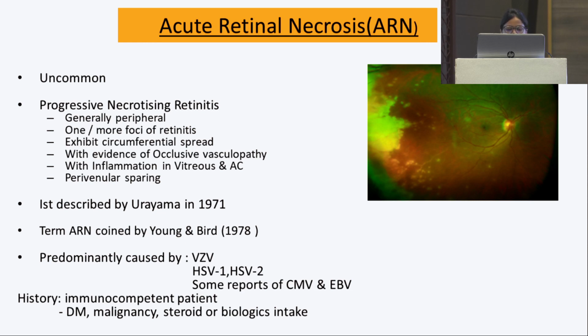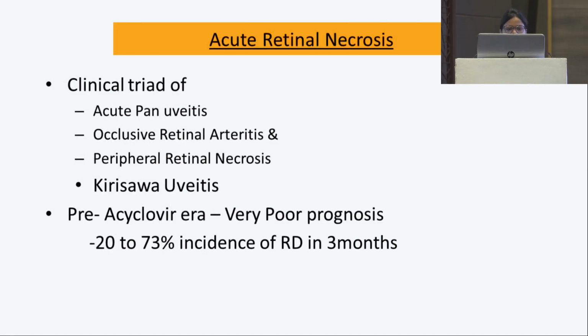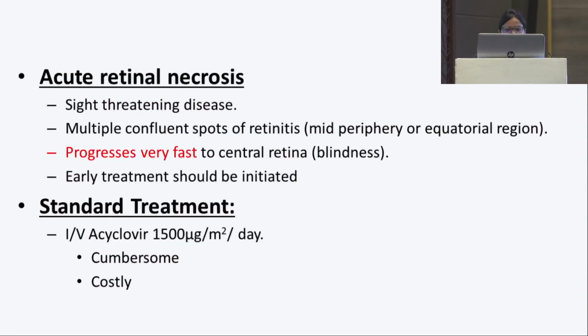The viruses responsible for it are varicella zoster, and herpes simplex 1 and 2 virus, and in some reports CMV and EBV viruses have also been found. There will be a classic triad of panuveitis with occlusive retinal arteritis with peripheral retinal necrosis. The incidence of retinal detachment in ARN is around 50 to 73%.